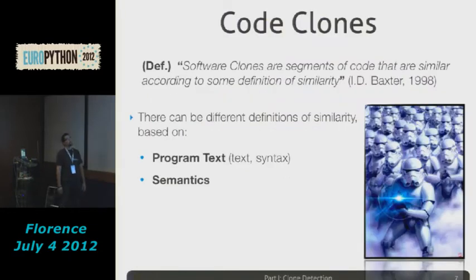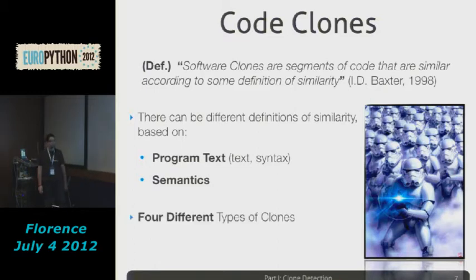Anyway, so what are called clones? The most cited definition states that software clones are segments of code that are similar according to some definition of similarity. Well, it's quite general. But luckily, researchers racked their brains and defined a sort of classification. First of all, there can be different definitions of similarity based on the program text and based on semantics. So, two different groups. But actually, there are 4 different types of clones in the literature.